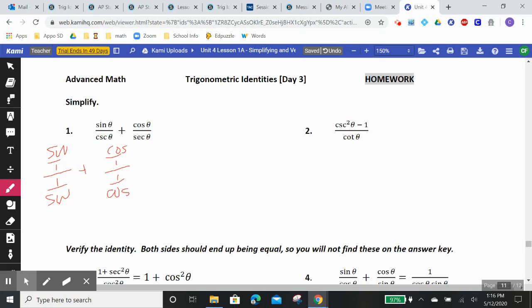So for the first fraction here, if I do keep, change, flip, I'm going to get sine times sine. So I'm just going to simplify this to sine squared theta. Same thing here. Cosine over 1 divided by 1 over cosine just turns into cosine squared. Keep, flip, change. And what does sine squared plus cosine squared equal? Okay, not too bad. Not too bad.